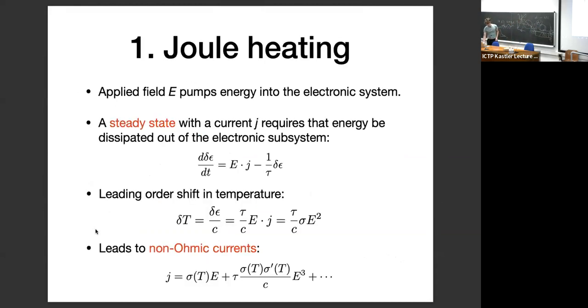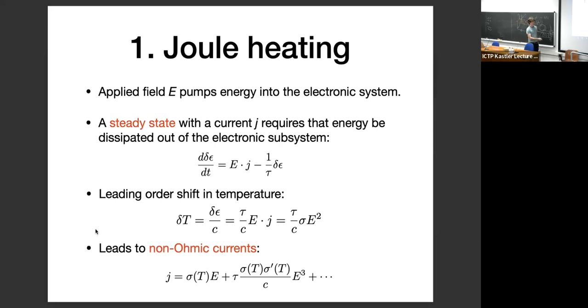Okay, so let's put some equations that go with this picture that I just showed you. Suppose I apply an electric field, and that pumps energy into the electronic system. What I'm about to show you is very well known, but it's not so easy to find the equations written down somewhere, so maybe this is helpful. When you apply the electric field, that starts heating up the electronic system. That's Joule heating, right? And so the electronic energy starts increasing by E dot J. E dot J is the rate at which you're pumping energy into the electron system. If the electron system were a closed quantum system, the temperature would just go off to infinity.